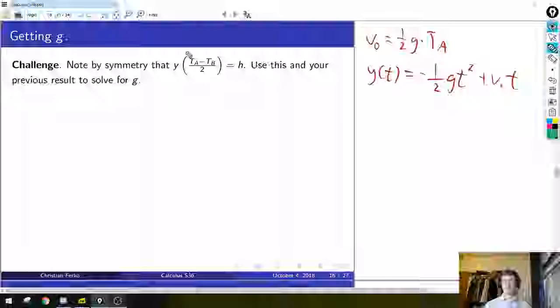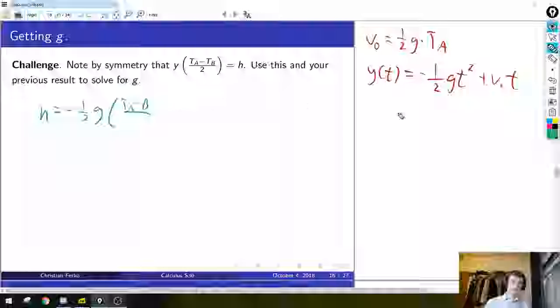The hint was set up in such a way that inserting this expression would actually work out in a reasonably nice way. So maybe we should just try it. So if we do that, what should I write for the right side when we insert that? It's going to be negative 1/2 g times (TA minus TB over 2) squared, plus 1/2 g TA times T, where T, once again, equals TA minus TB over 2.